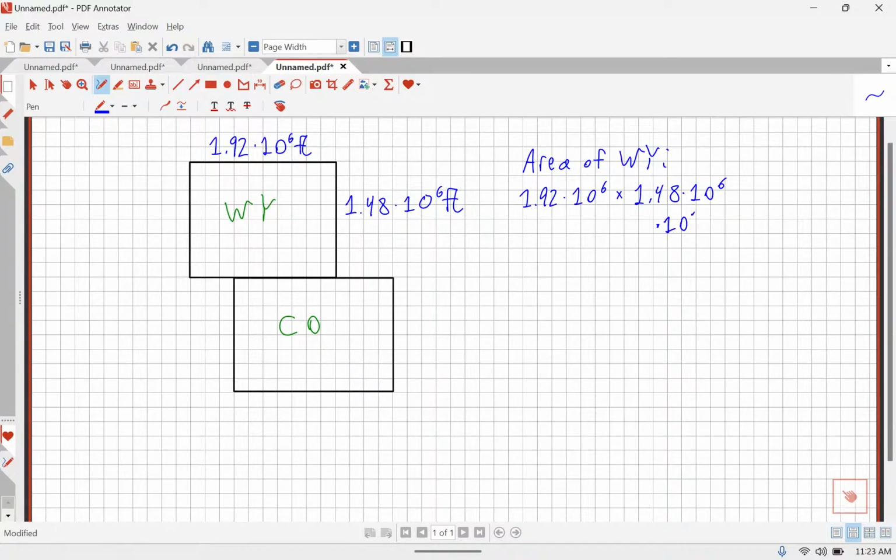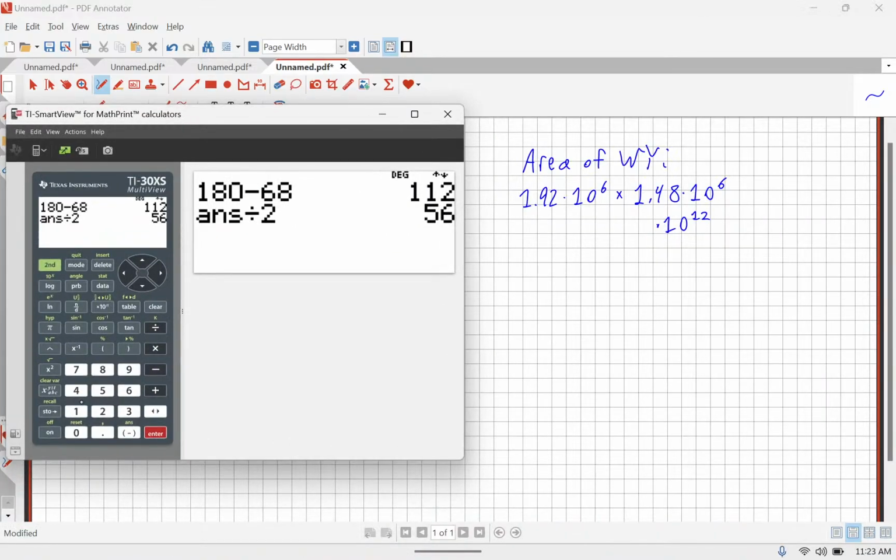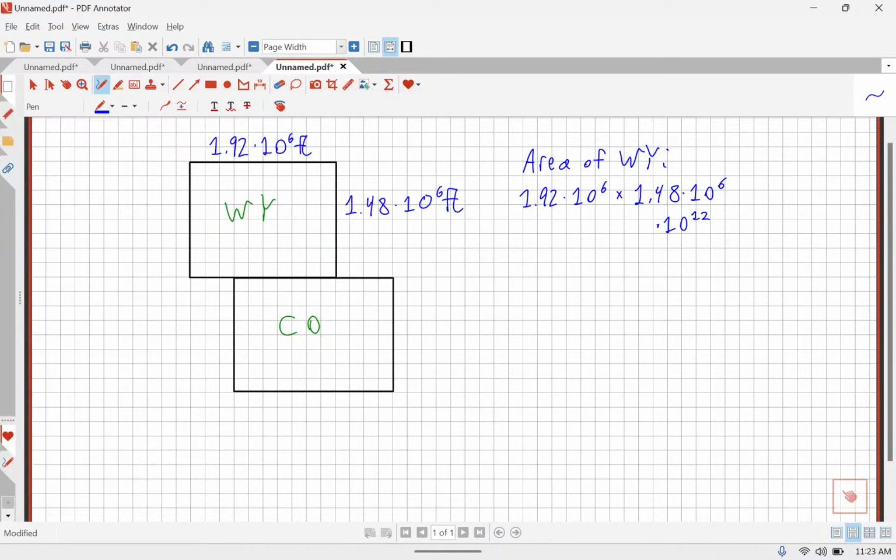So 10 to the 12th, because 6 plus 6 is 12. And then 1.92 times 2.8416. Yeah, 2.8416 times 10 to the 12th feet squared.